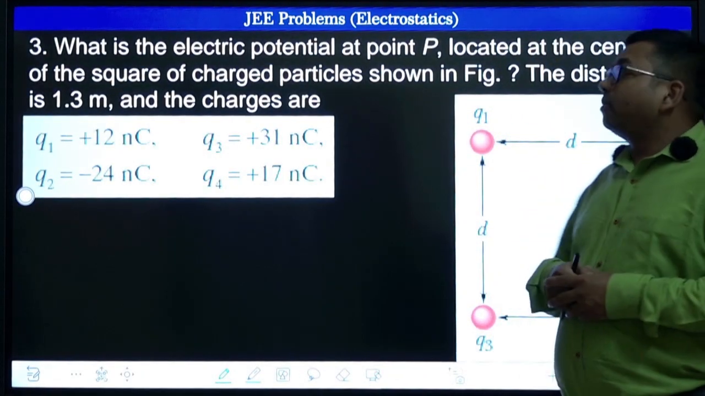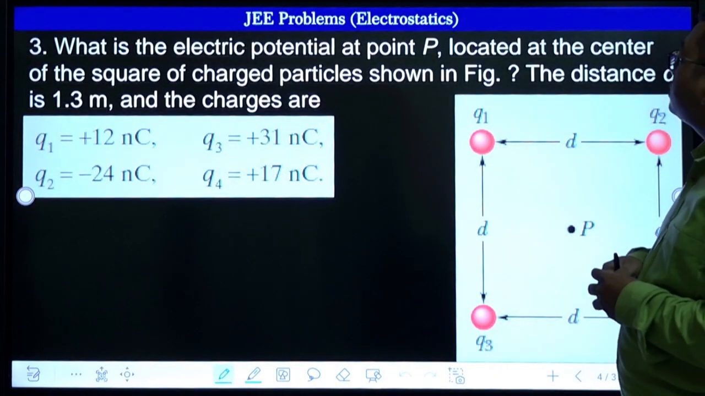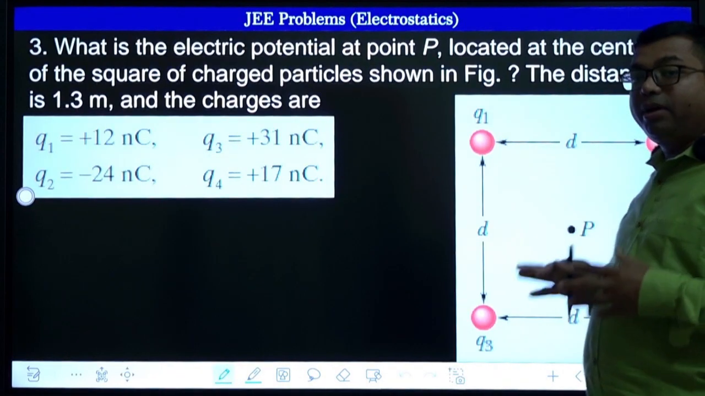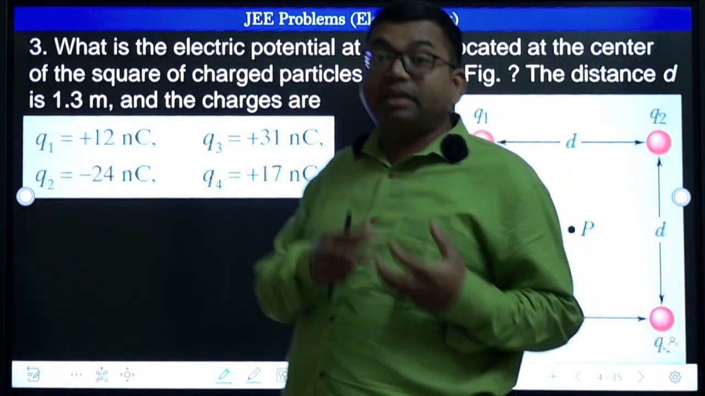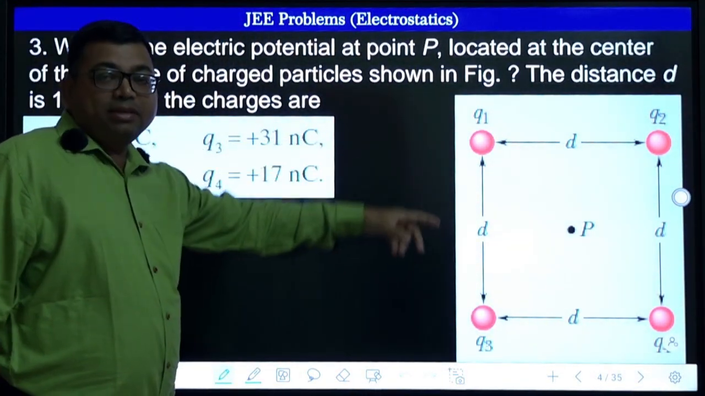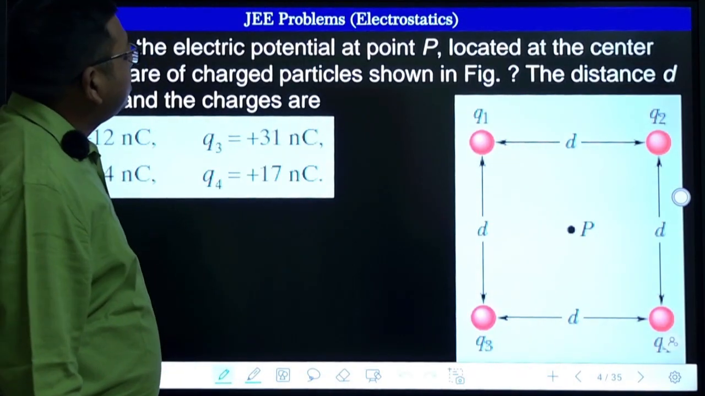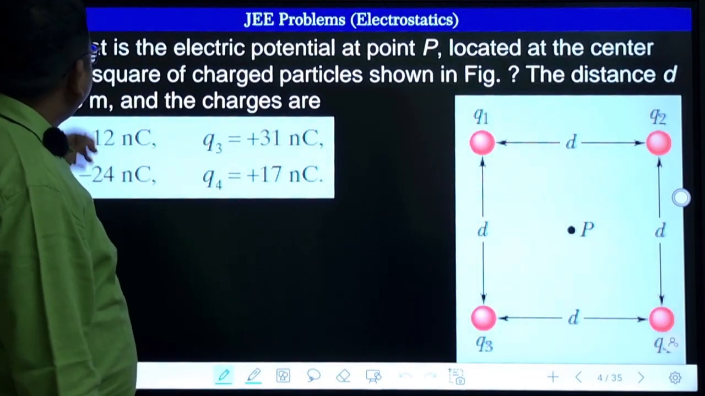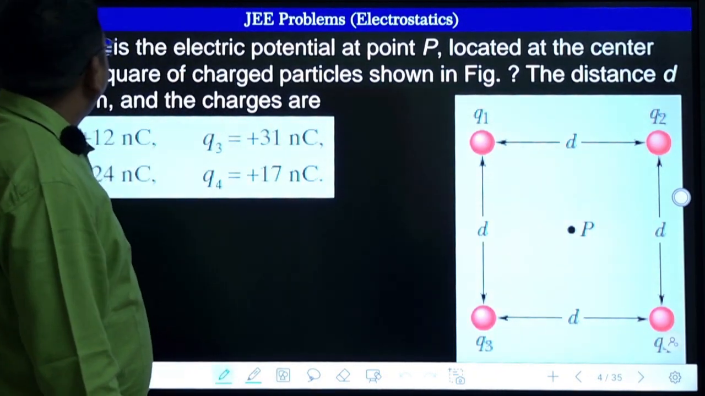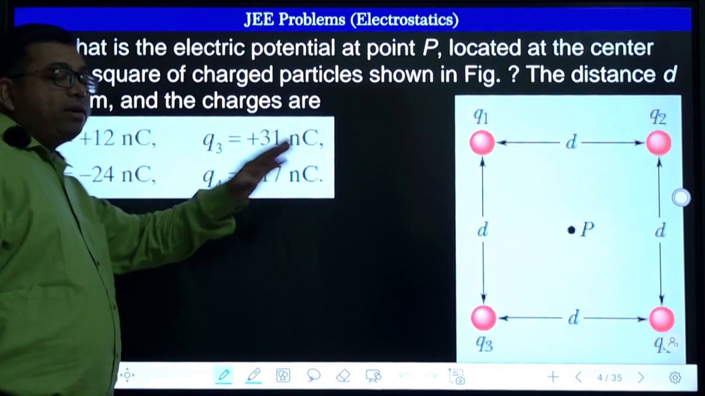Question number 3. What is the electric potential at point P? So there is a point mentioned here. At that point P, you have to calculate the electric potential. And what else is given? Some charged particles are kept at the corners. The distance d is 1.3 meter. Distance is also given, and the charge values are also given.